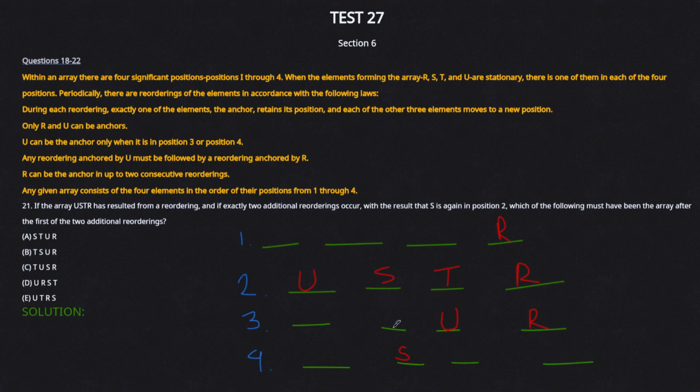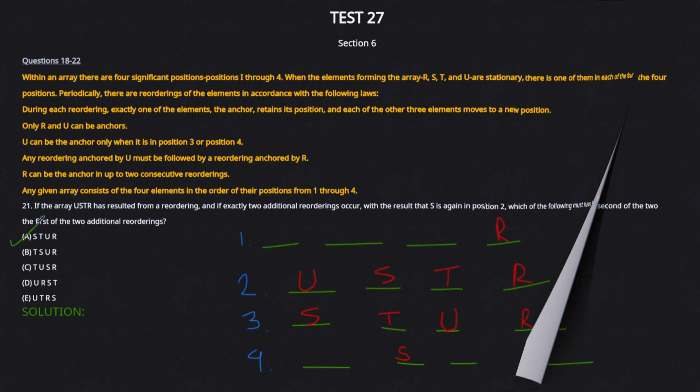And then S cannot be at 2, otherwise it will retain its position and violate the law. So S has to move to 1 and T has to move to 2. So we're left with S at number 1, T at number 2, U at number 3, and R at number 4, which is here. Question number 22.